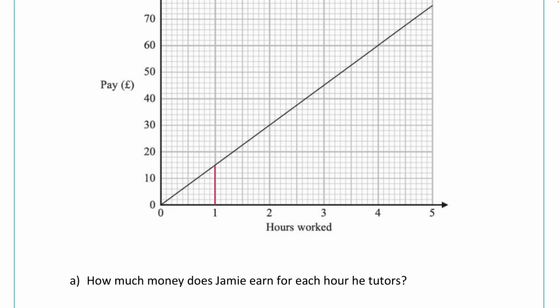Obviously you want to use a ruler and a pencil. Really carefully check that number. So for me, that lands perfectly in between 10 and 20, so that is £15. But if the number is difficult to read, you could always go up from a different number, say 2 hours, check that, which does land on a nice whole number 30, and then we could divide that by 2.